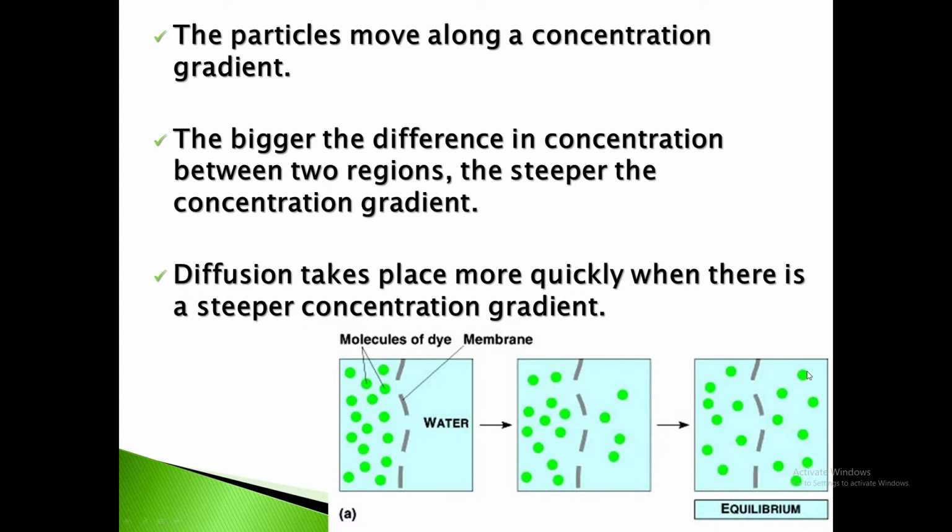So the fact that you have equilibrium simply means that there is no concentration gradient. Because the only time a concentration gradient exists is whenever there are differences between two different regions. That simply means that one part of the container has more of the particles of a particular substance than the other. So the last point is saying that diffusion takes place more quickly when there is a steeper concentration gradient. If the concentration gradient is not steep, that simply means that there is not much of a difference. Then basically diffusion will take place slowly.